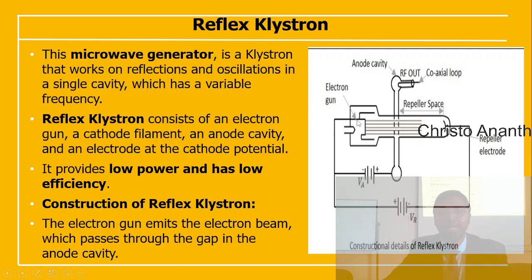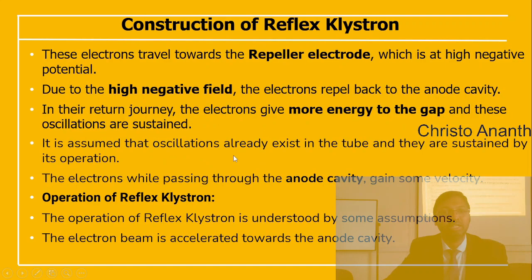Normally this electron gun will emit the electron beam, which passes through this gap in the anode cavity. The electrons travel towards the repeller electrode, which is at a very high negative potential. Because of this high negative field, the electrons are repelled back to the anode cavity. When they return, the electrons give more energy to the gap, and of course the oscillations are sustained. It's assumed that the oscillations already exist in the tube and are sustained by the operation.